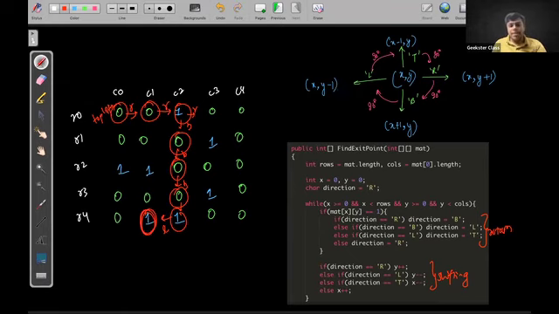Now the cell is 1. The cell is 1. So again, direction. What is the direction? Currently the direction is towards the left. So left, make it update to top. If the left direction is rotated, it will become top. So now start going towards top.